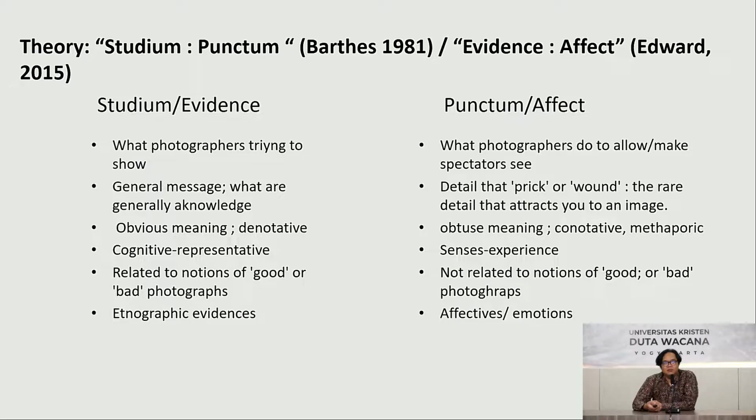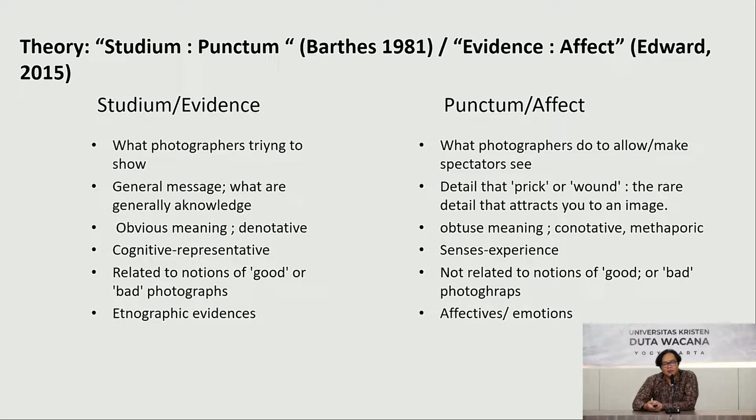In the studium side of the photograph, what is portrayed is the obvious meaning, or in linguistic terms, denotative meaning. And in the punctum, or affect side, what is revealed is obtuse meaning, some meaning that is not really clear, but has a connotative or metaphoric sense to it. Another aspect of studium is that the photograph appears as information to our cognitive side, to our brain. And on the side of punctum, a photograph can give us a memory of sense and experience.